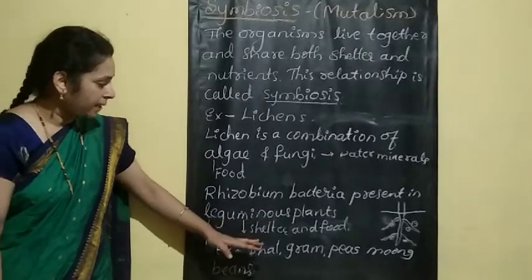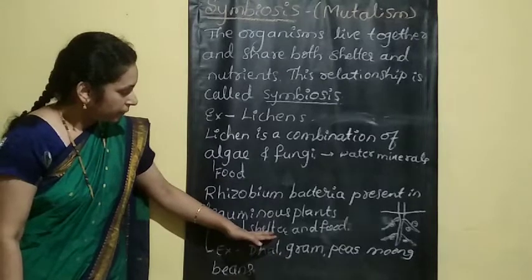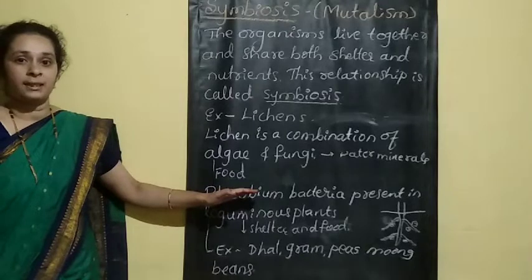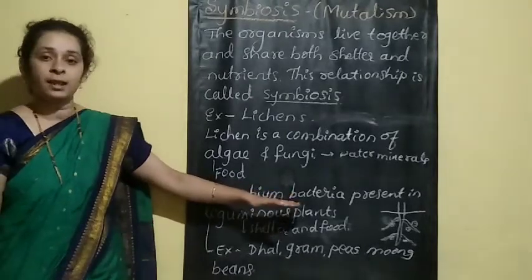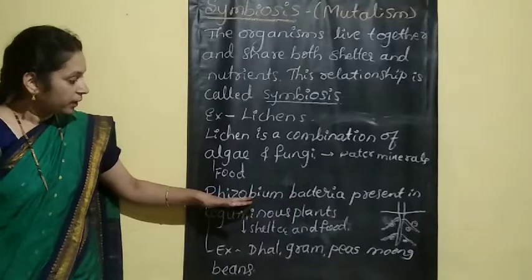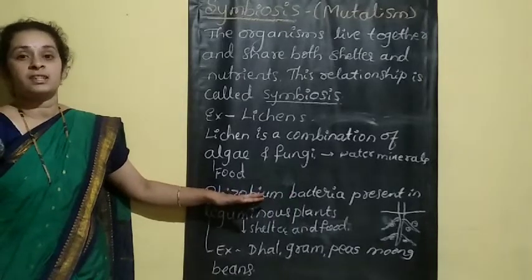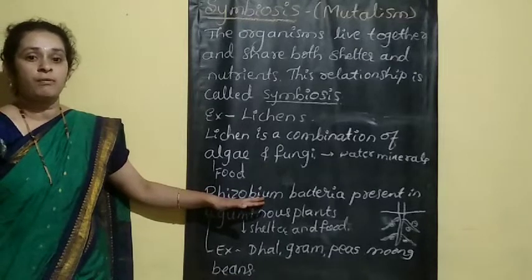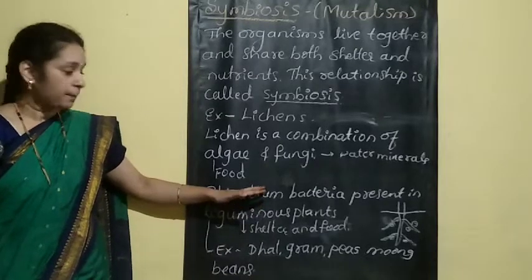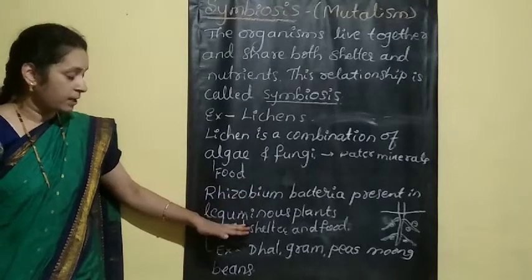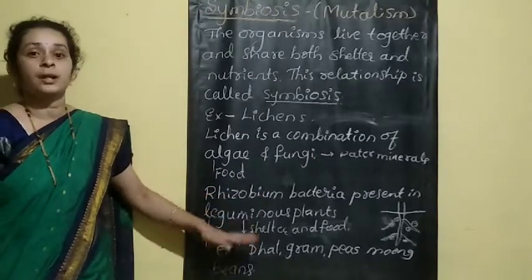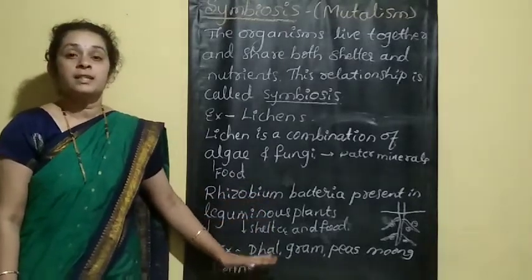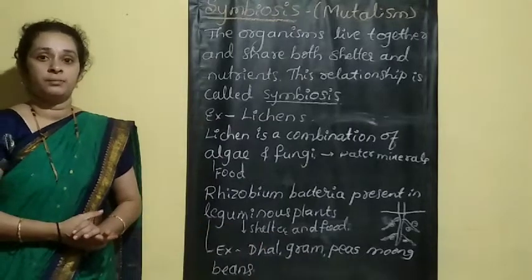These leguminous plants give shelter and food for Rhizobium bacteria. And what does this Rhizobium bacteria do? It helps in the fixation of nitrogen, thereby providing nitrogen for the synthesis of other nutrients. Thereby the Rhizobium bacteria as well as the leguminous plant are both mutually benefited. Here also you will come across a symbiotic relationship.